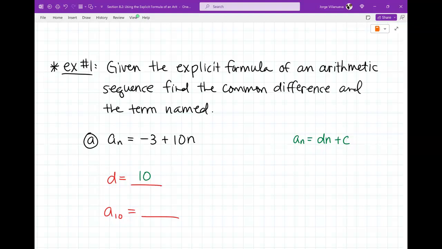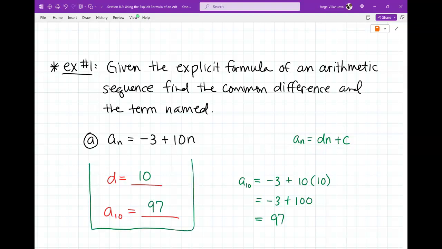And then they say find a sub 10. That means that the 10, the subscript, is the n value, right? That's what I'm going to plug into my n value. So a sub 10 is equal to -3 plus 10 times 10. That's -3 plus 100. So this is 97. And that's your answer.